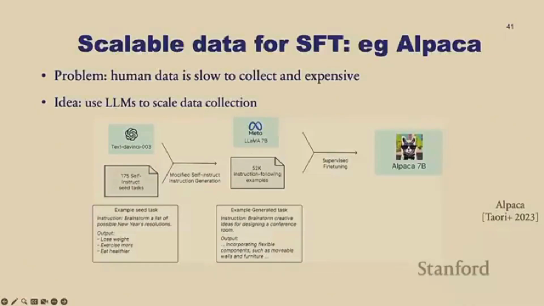Then we simply took Llama 7B, which was the best pre-trained model at the time, and we just fine-tuned this with supervised fine-tuning, as I told you. And that's how we got the Alpaca 7B model.